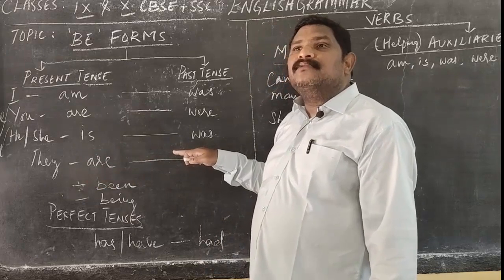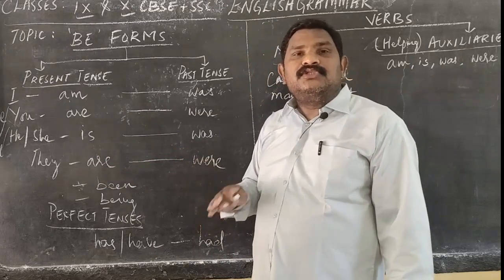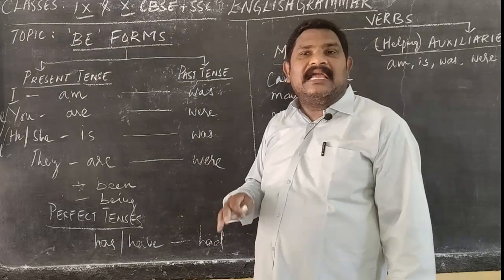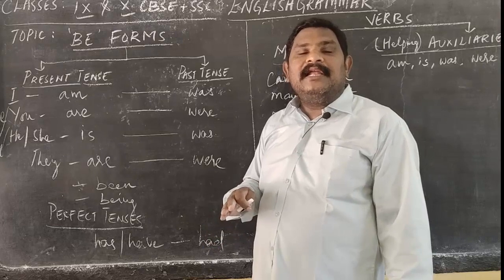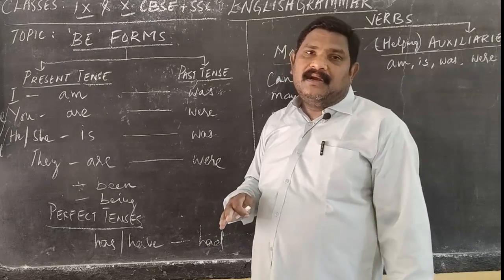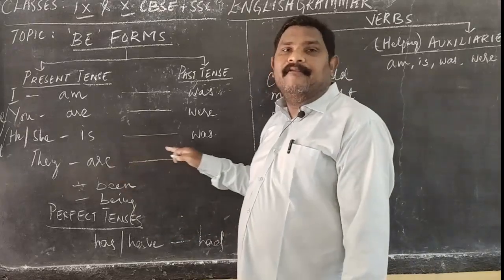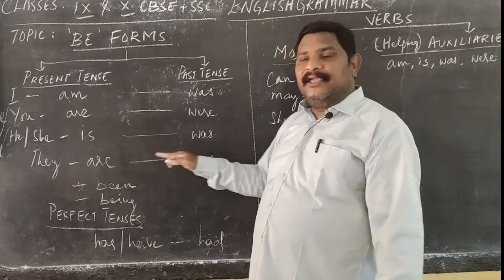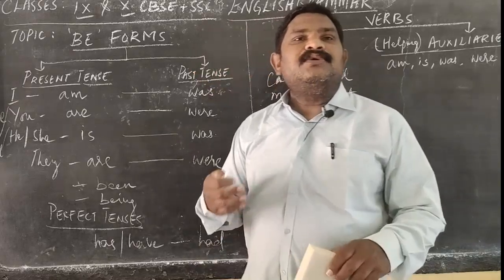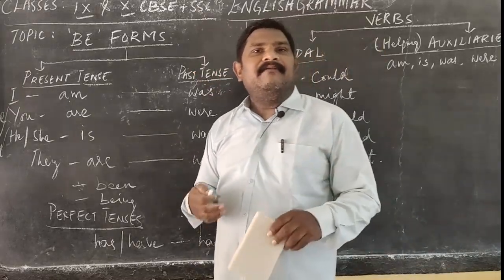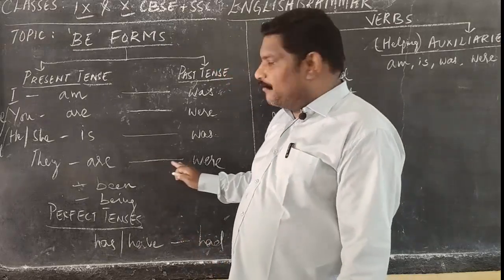Let us not pronounce it in a blunt manner, saying they are. Normally we are used to pronouncing the words like are, were. The R sound should be rolled in. They are and they were. The way I am pronouncing it, you can observe me and try to pronounce in the same manner whenever you try to speak in English. They are and they were.